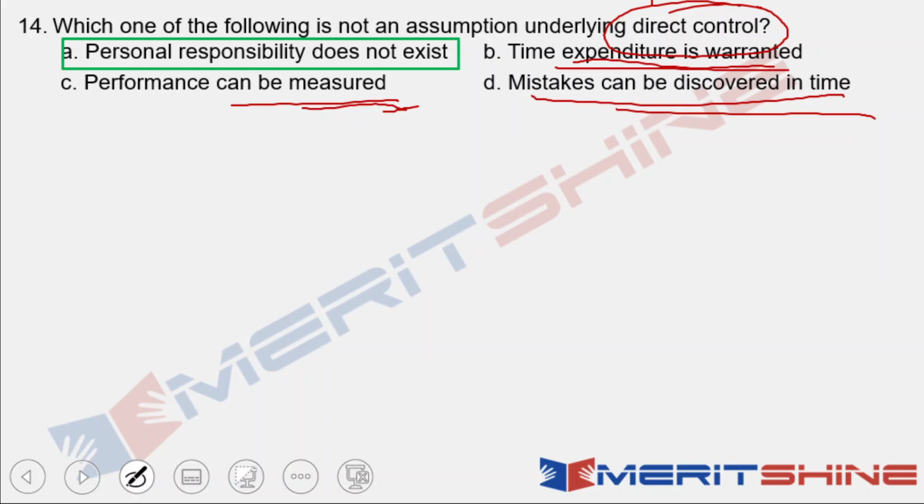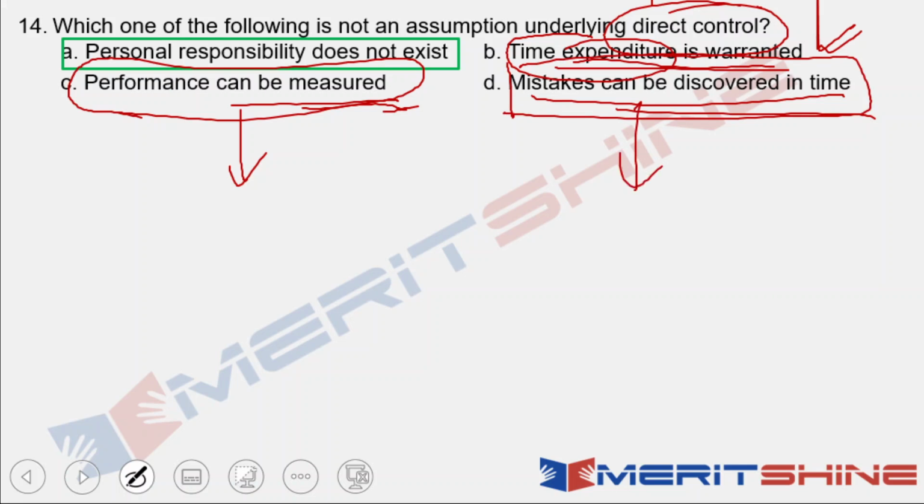So when it comes to direct control and the assumptions of direct control, something can be controlled only when you assume that time expenditure in that control is warranted. Something can be controlled when you assume that performance can be measured. If it cannot be measured, how do you control it? Mistakes can be discovered in time. Only if you assume that mistakes can never be discovered, then how do you control, right?